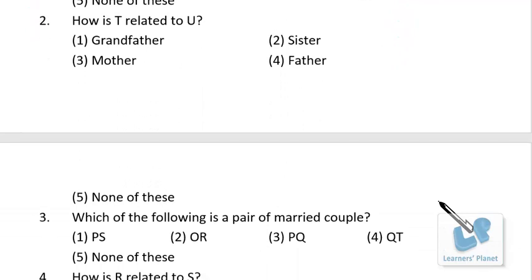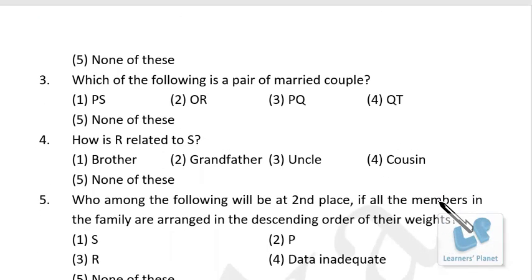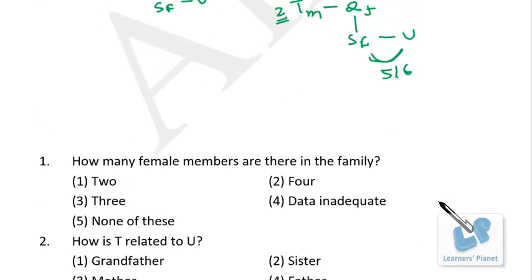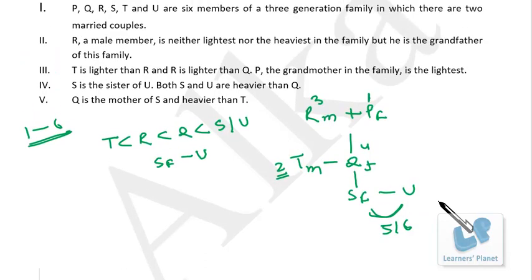Which of the following is a pair of married couple? You can answer all the questions now very easily. Just pause the session, look at the questions and answer. We already have the family tree over here. Between S and U, we cannot say who is the heaviest, who is the second heavy. Okay, so just be very clear with this.